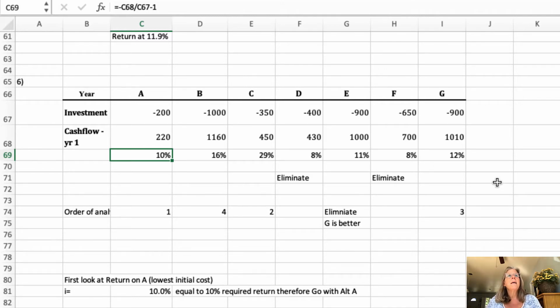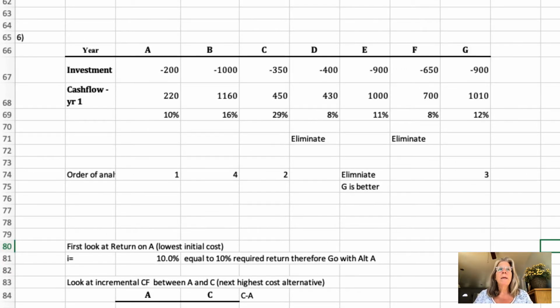So you can see that project D and project F are both less than 10%, so we can eliminate those from the analysis. The other thing we can eliminate is, if we look at project E and G, they both have the same investment amount, but project G returns more. So we can eliminate project E because of the higher return in G.